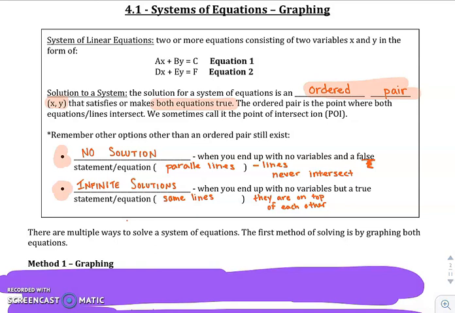The first option could be where there's no solution. If you end up with no intersection point and the lines are parallel, that would be no solution. If you're solving it algebraically and the statement is false when the variable disappears, that would also be no solution. Infinite solutions, when you're graphing, would be the same line. If you're solving algebraically, you end up with no variables but a true statement. So we'll look at graphing today and finding that intersection point, which is going to be the solution.